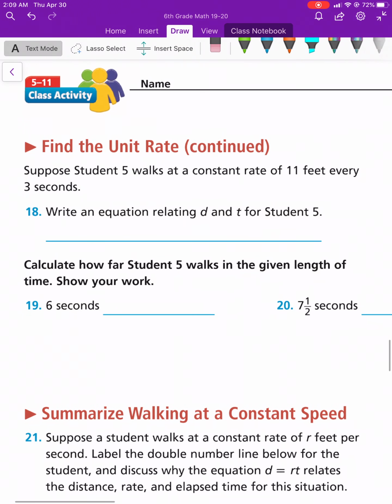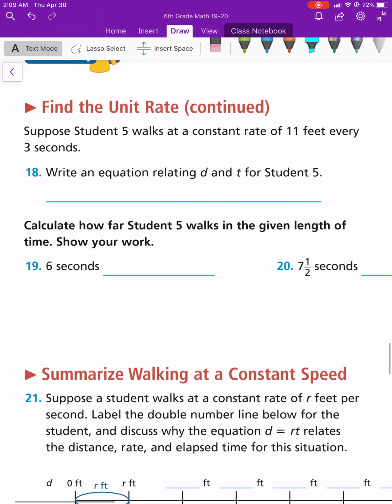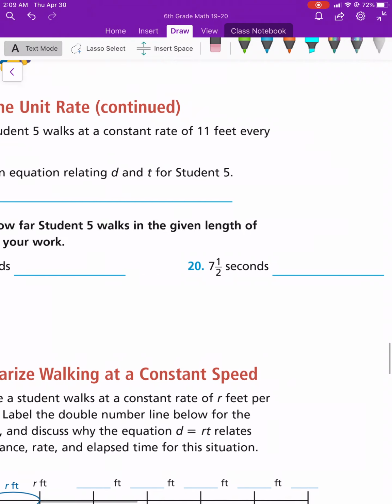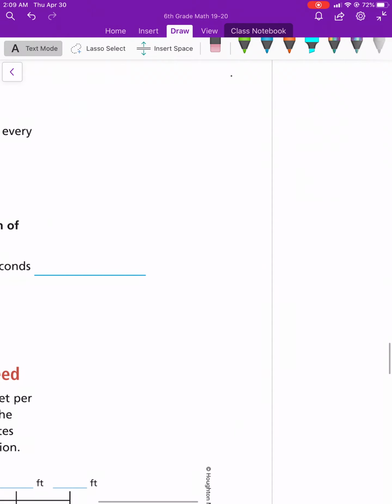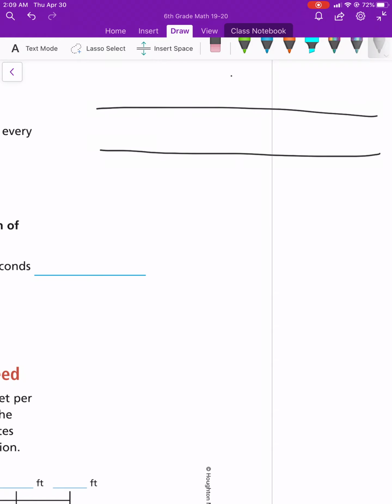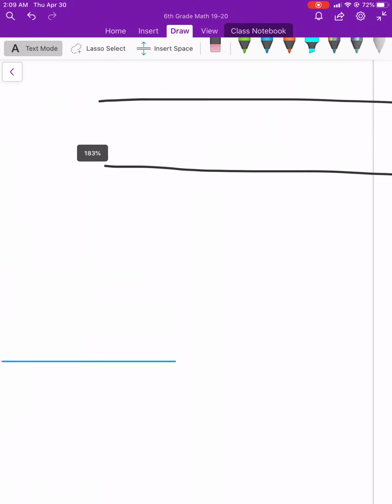Okay, so this can get tricky, and I'm going to need to use a double number line to explain this to you. Suppose student 5 walks at a constant rate of 11 feet every 3 seconds. So I'm going to draw my double number line over here because that's the tool that we're going to use. This one represents distance, and this one is time.